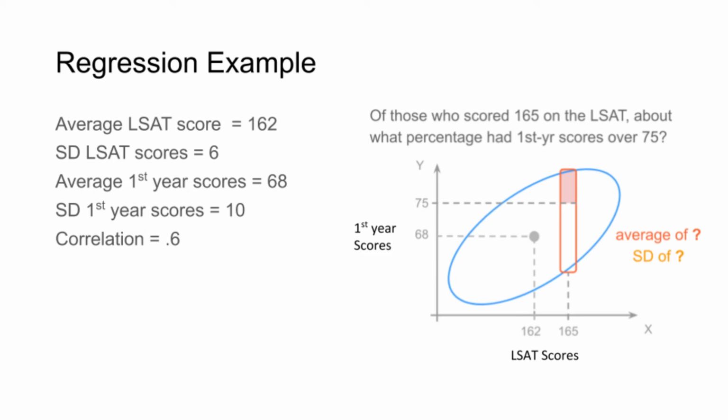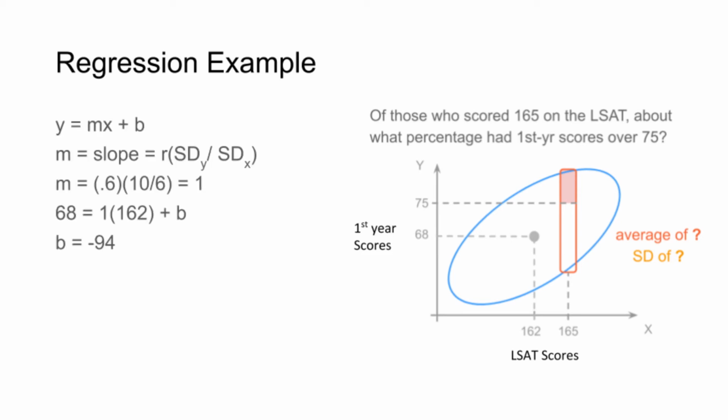We know that the average LSAT score is 162 and the standard deviation is 6. And the average first-year score is 68 and its standard deviation is 10. And you are given a correlation value of 0.6. The first thing that you need to do is find the values of the equation of your linear regression line. So find m and b. M is your slope and b is your y-intercept.